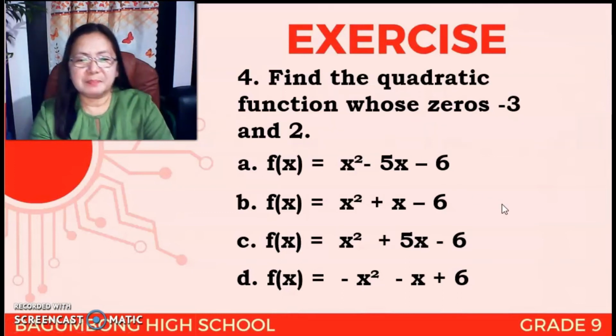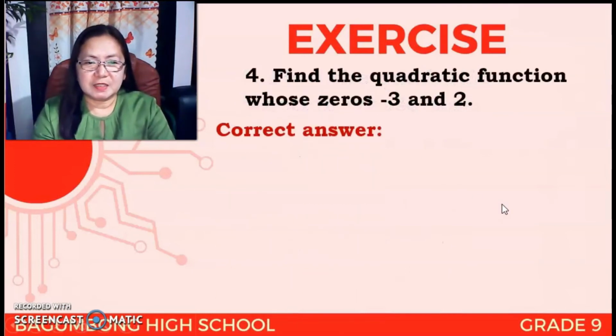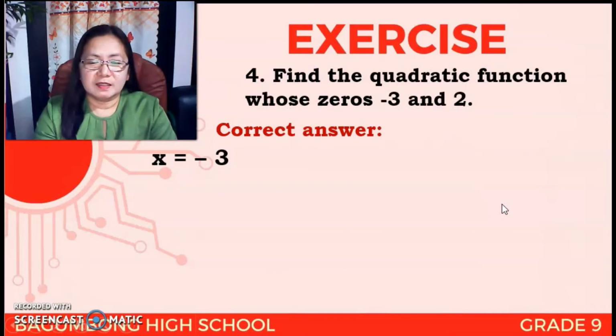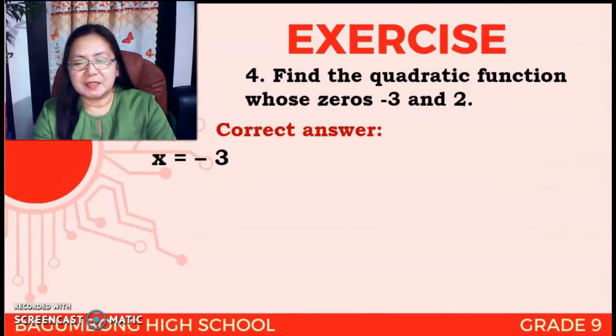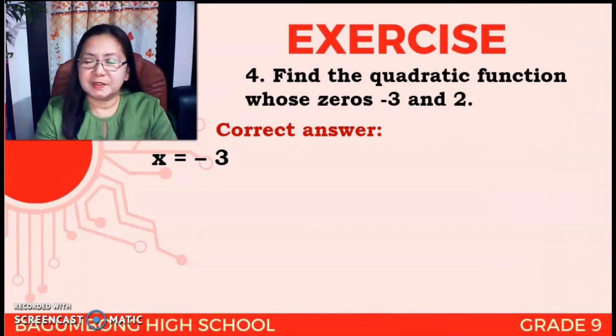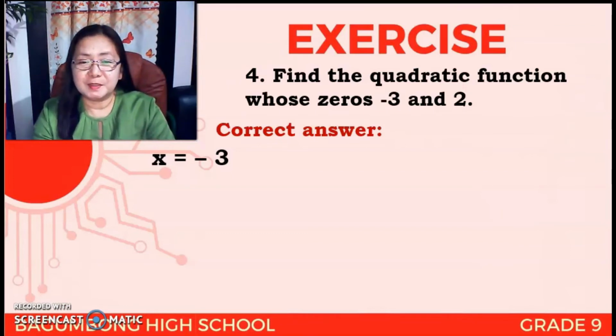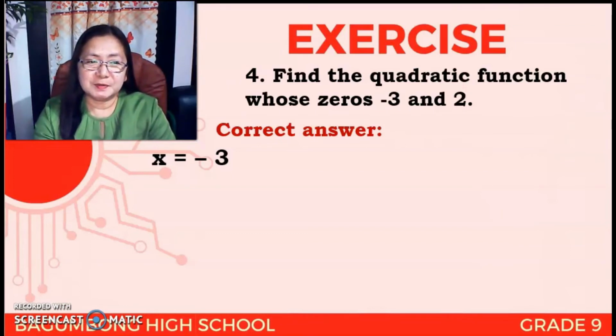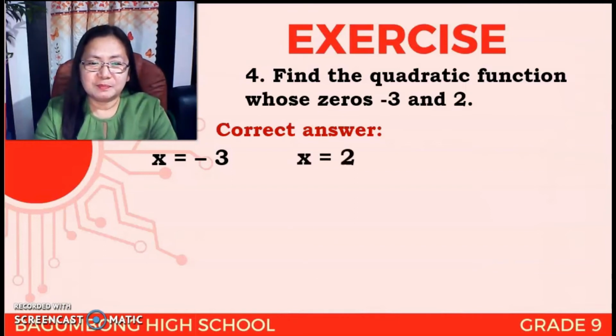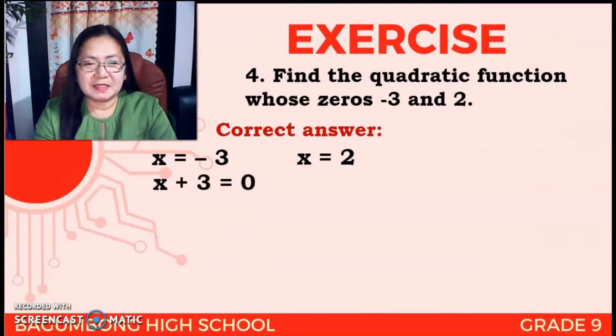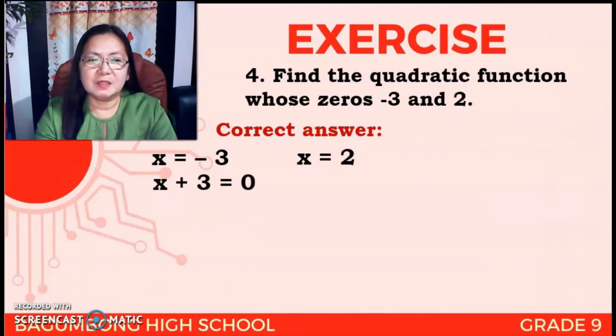So time's up. So the correct answer is, what do you think is the correct answer? Letter A, letter B, letter C, or letter D? So before the answer, let us try to solve. So let x be equal to negative 3. That is the first 0. And the second 0 is positive 2. So we will work backward.